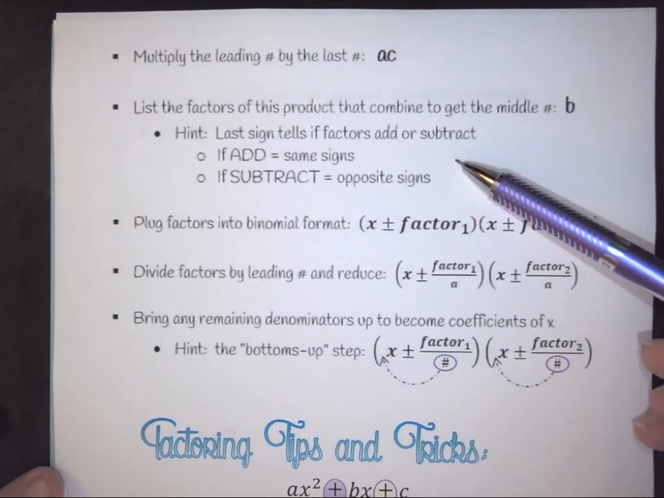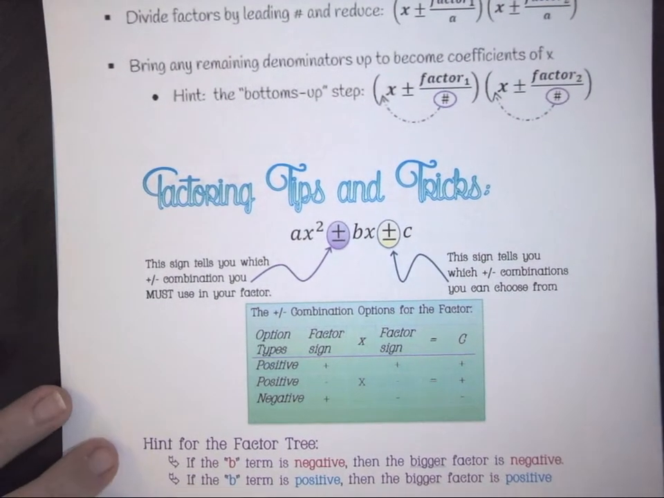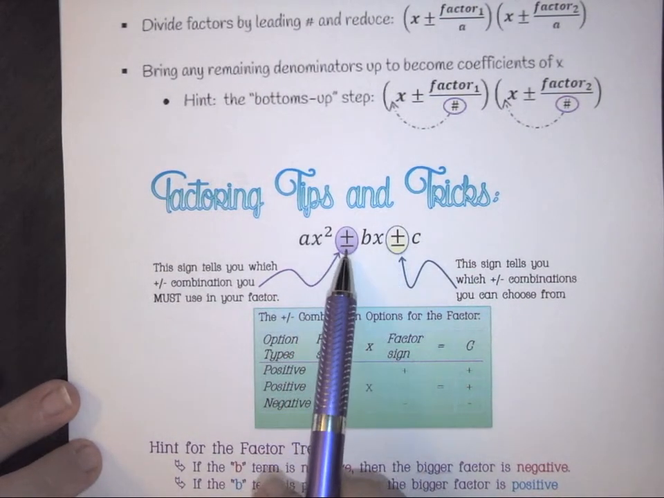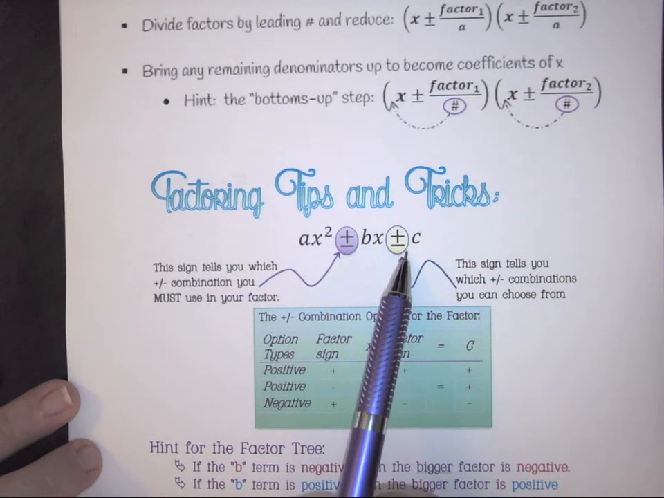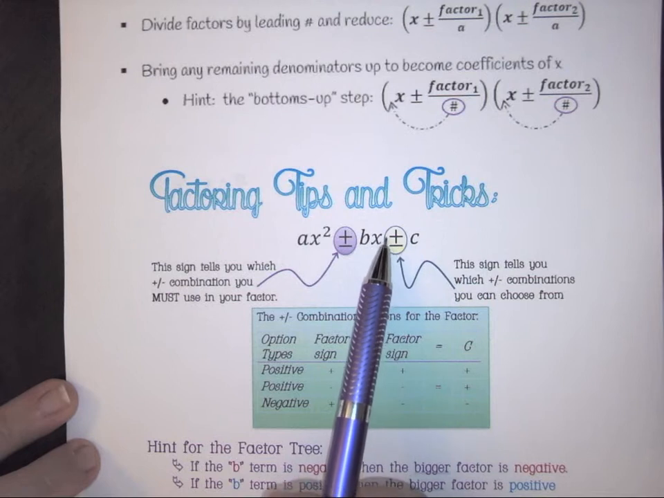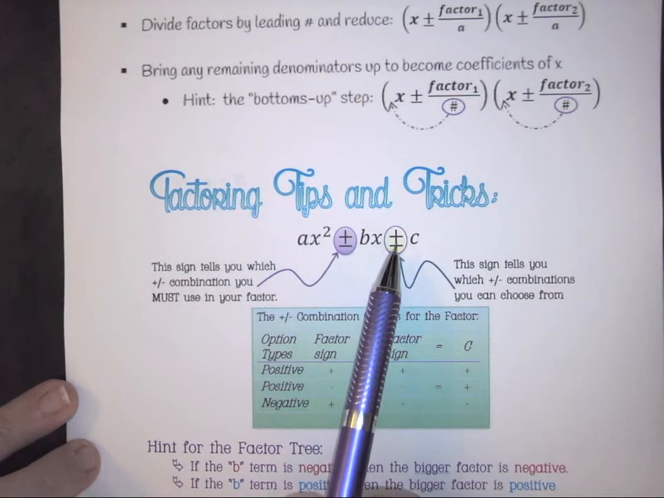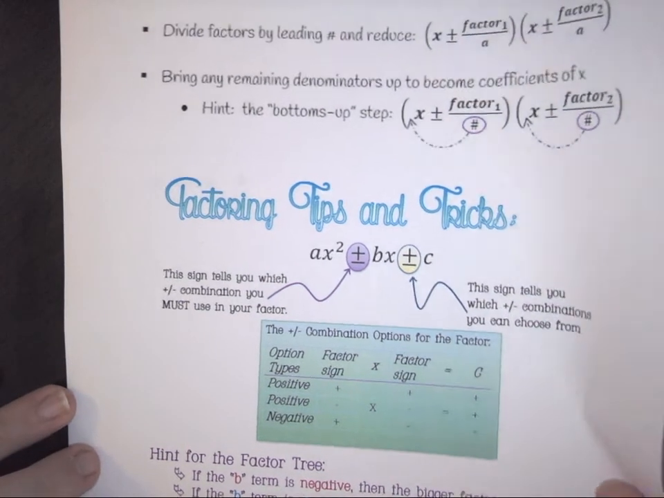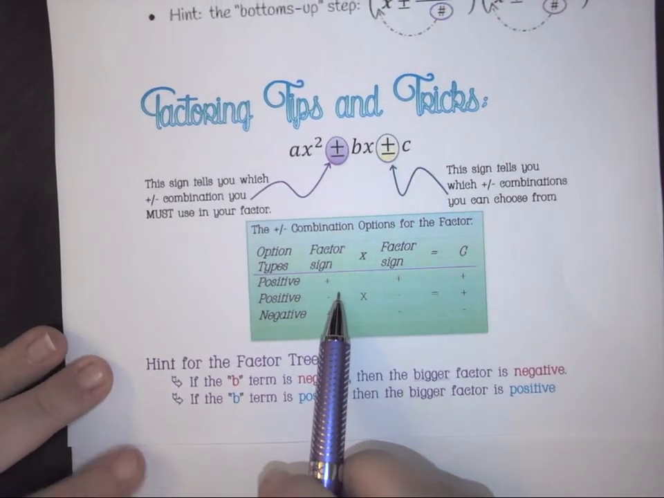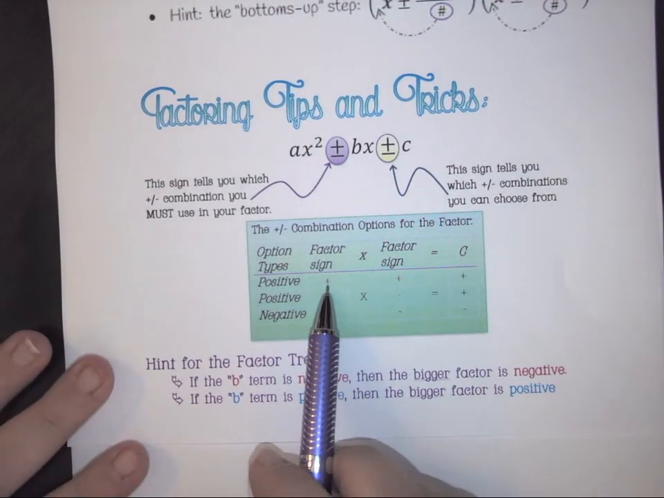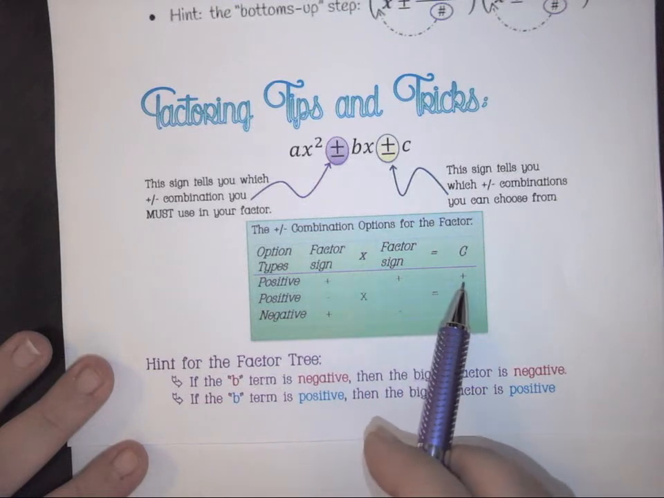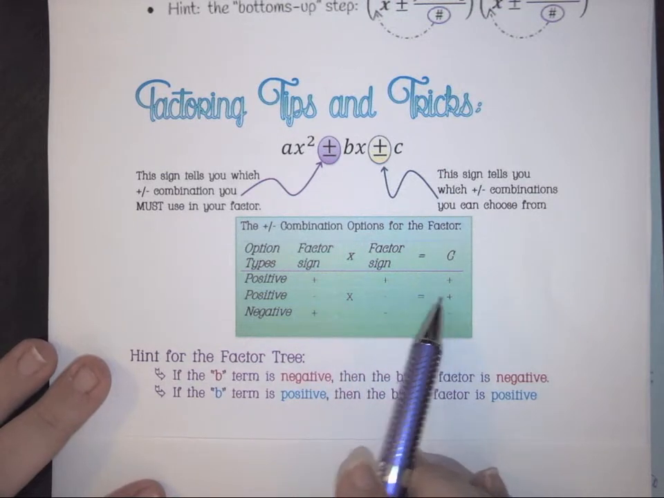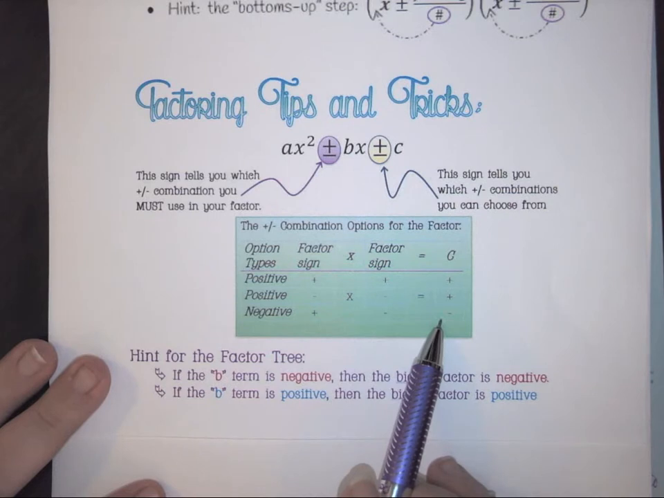Now, for this second step where we're finding the factors, the biggest tip and trick I can give you is this one right here. What you have to remember about a quadratic is that each of these signs has meaning. This last sign tells you which combination of signs you can choose from. We have this table down here that is showing you the different combinations of signs. If you have positive times positive, you get positive as a result. Negative times negative gives you positive as a result. However, positive times negative gives you negative as a result.